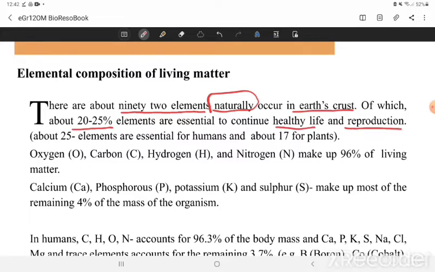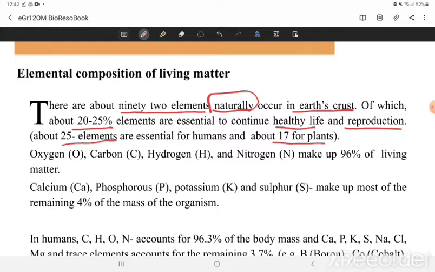Now, that 20 to 25% can be understood in terms of animals and plants. When we consider animals, about 25 elements are essential for humans, and about 17 elements are essential for plants.